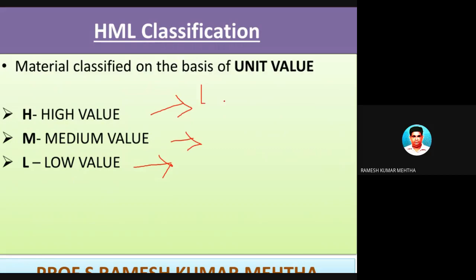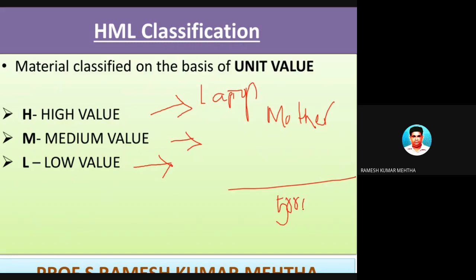Again, the same example: laptop. The motherboard is a very costly item. Out of the total value of 50,000 rupees, the motherboard is almost 20,000 rupees, which is 40 percentage. Whereas monitor and keyboard are low value items.